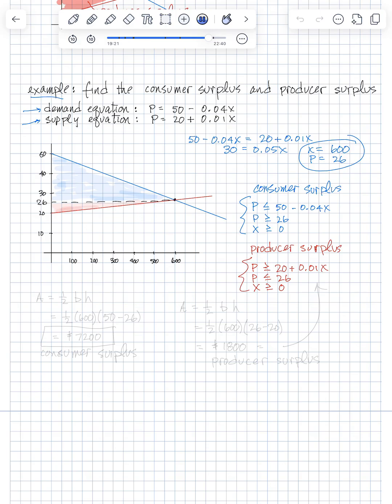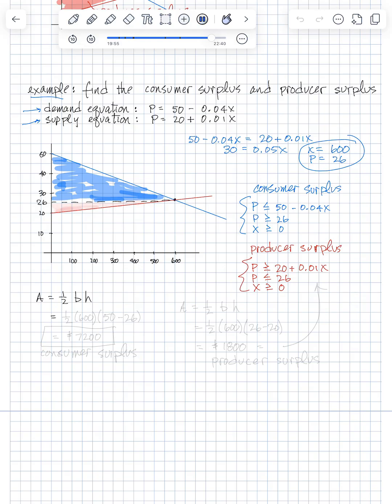Last thing we need to do is find the area of the two. So I'm going to shade in first the consumer surplus. Then we need to find the area of this amount. Well, that's pretty easy enough to do. So the area is 1/2 base times the height.